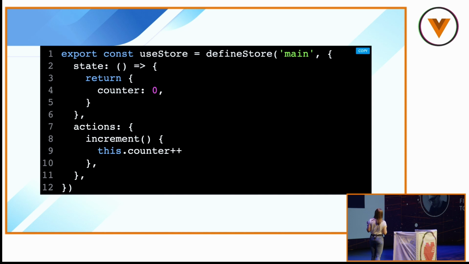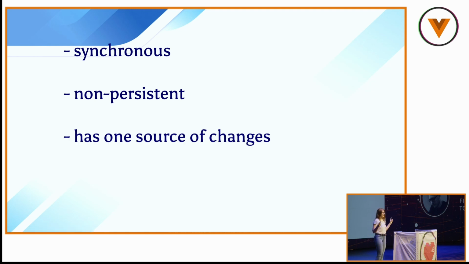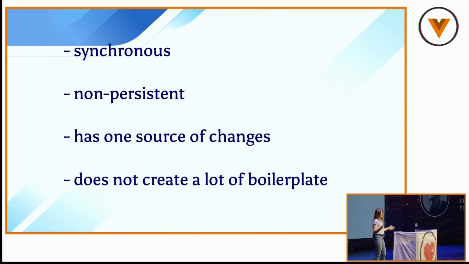However, we're dealing with a very specific kind of local state here. It's synchronous. The operation doesn't involve any async logic. It's non-persistent, which means our counter only exists on the client side. We're not dealing with the server. It has one source of changes. I only change my state with this increment, and that's it. And it does not create a lot of boilerplate. It's very efficient code in Pinia. But real-life applications don't work like this.